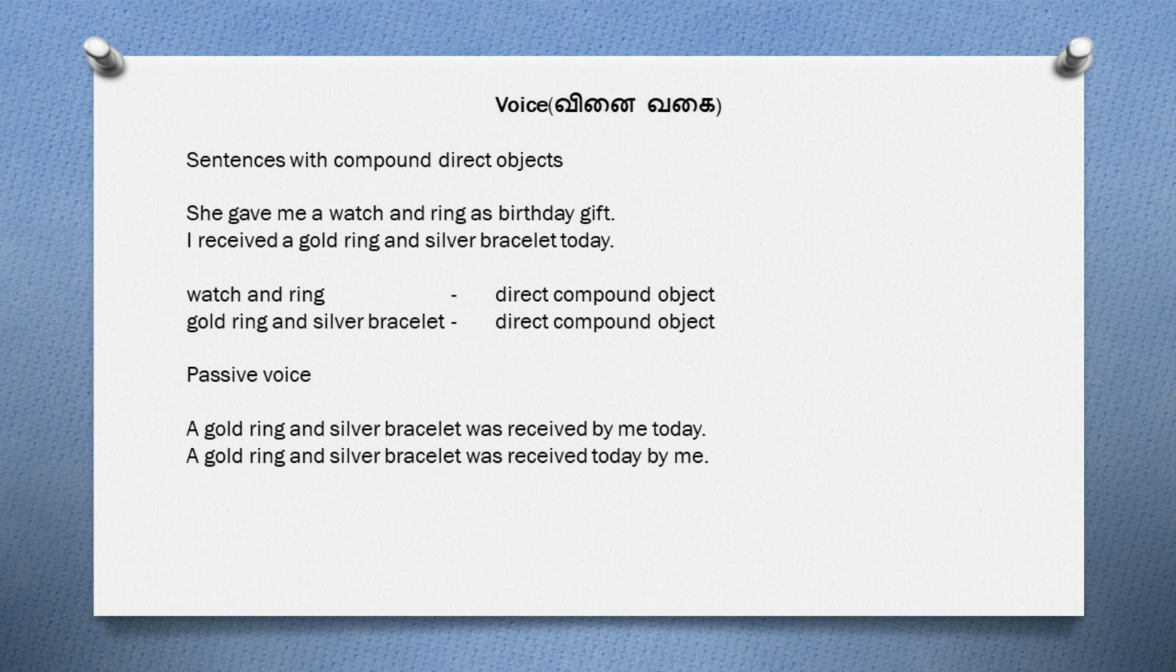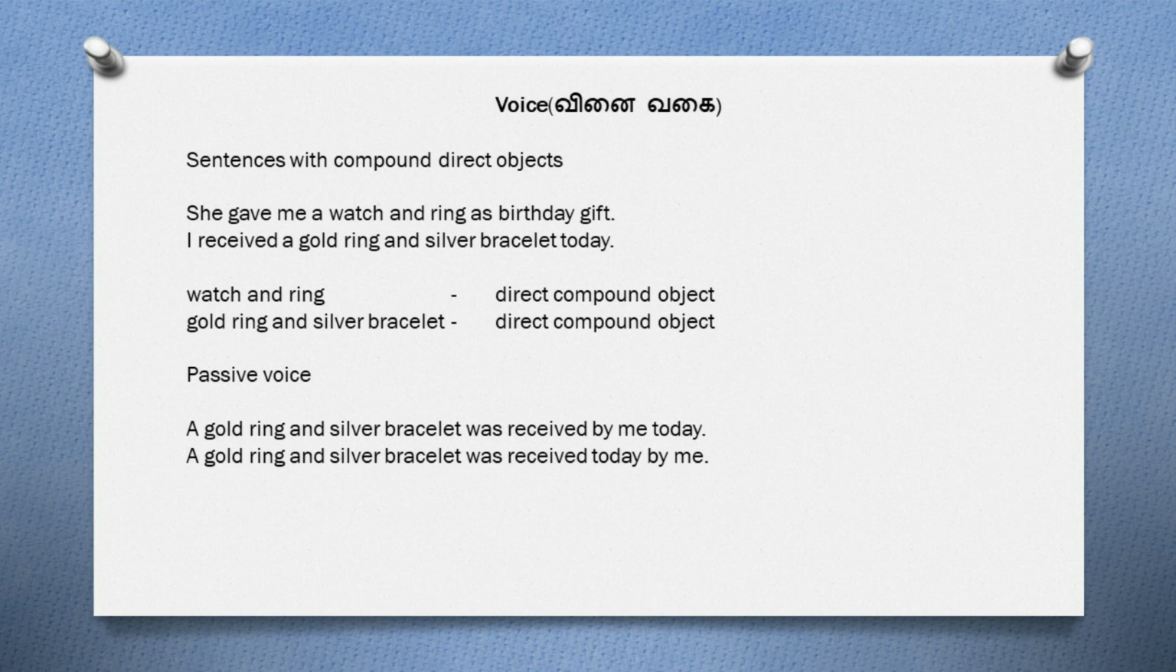Now we'll see the transformation of sentences with compound direct objects. Compound direct object அப்படிங்கிறது என்னன்னா two objects joining together forming a direct object as a whole. For example, sentences like she gave me a watch and ring as birthday gift. In the sentence there, a watch and ring is the direct object. It is an example of compound direct object. So now let's convert a sentence with a compound direct object to its passive form. The sentence is I received a gold ring and silver bracelet today. In the sentence, a gold ring and silver bracelet is the compound direct object.